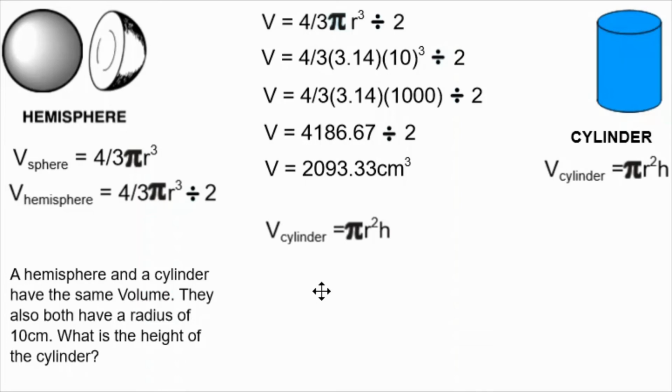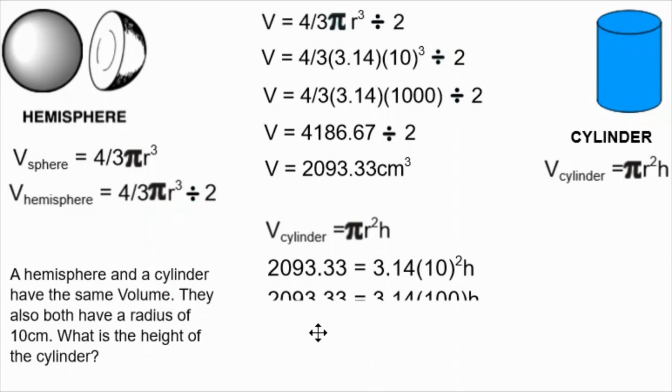Now I can use the volume of the cylinder formula. I replace the volume with 2,093.33. I replace pi with 3.14, and I replace the r with 10. H is my only unknown. Again, order of operations means that I have to square the 10 before I can multiply. 10 squared is 100. Now I have to multiply that by the 3.14, which gives me 314h.